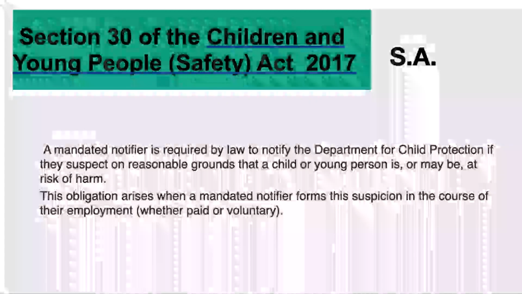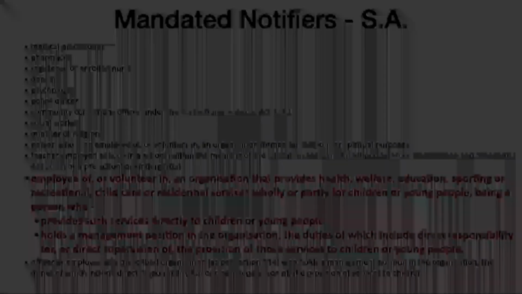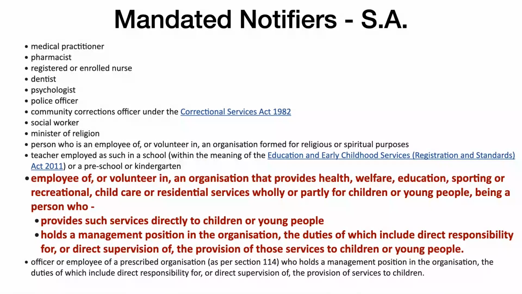What about South Australia? Under Section 30 of the Children and Young People Safety Act 2017 in South Australia, a mandated notifier is required by law to notify the Department for Child Protection. They have a specific mandated notifiers list, and that includes the usual medical practitioners, nurses, police officers, but they've also got pharmacists, dentists, psychologists, community corrections officers, ministers of religion, a person who is an employee or volunteer in an organisation formed for religious or spiritual purposes, and teachers employed as such in a school.